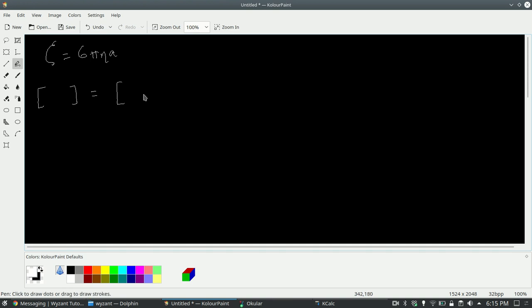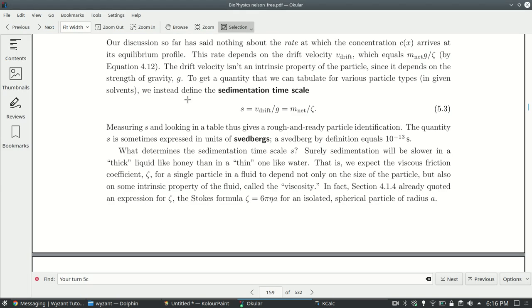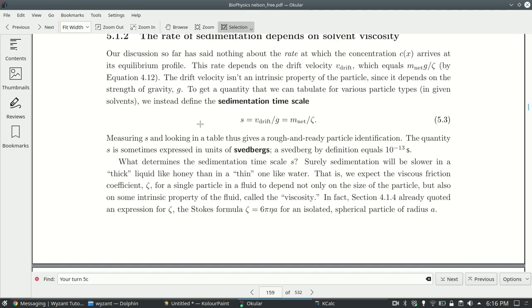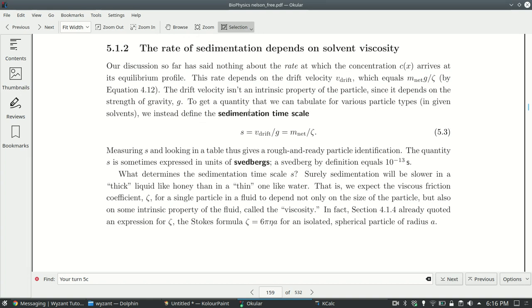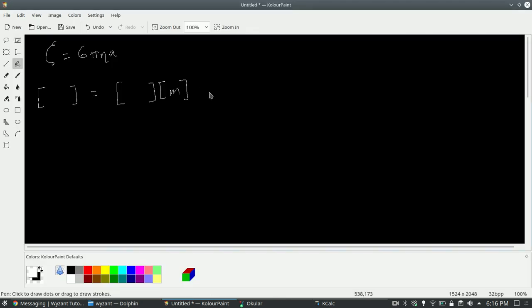6 pi, no units. Eta, some units. And then a. a is in units of meters. Zeta, what are the units for zeta? The drift velocity equals m net g divided by zeta. Now we know that velocities are meters per second. So I'm just going to get the units of zeta here.